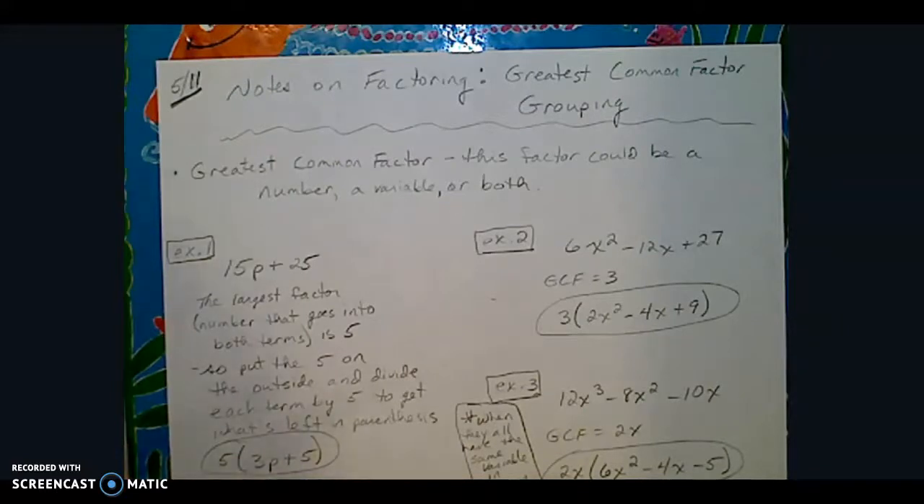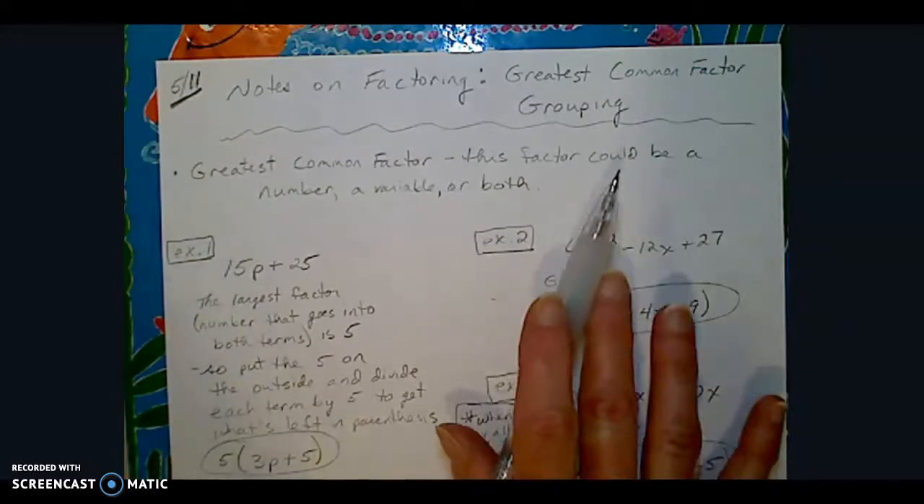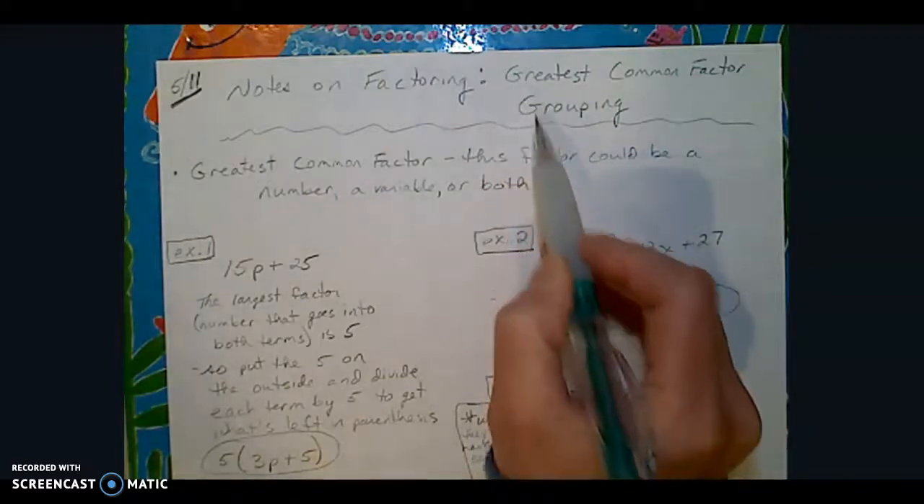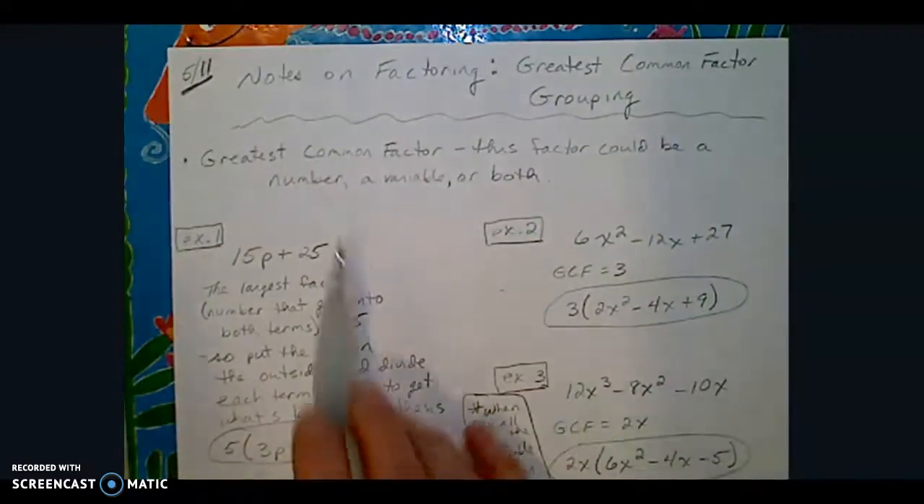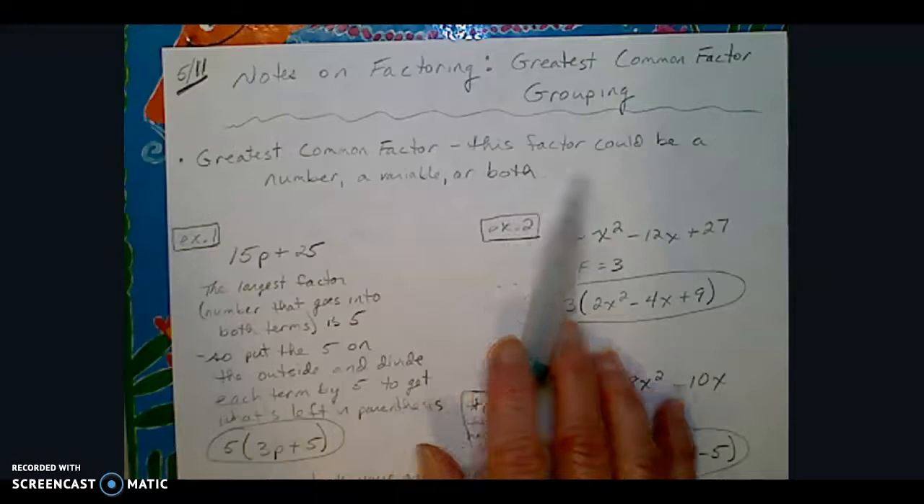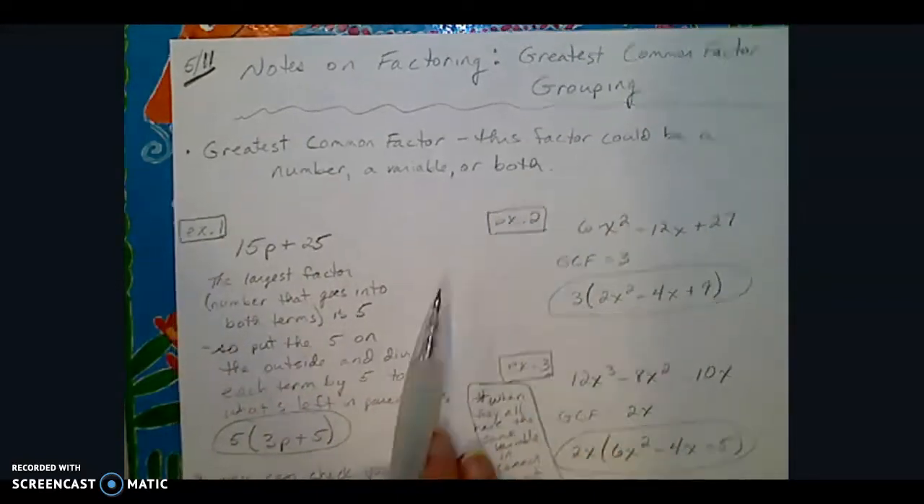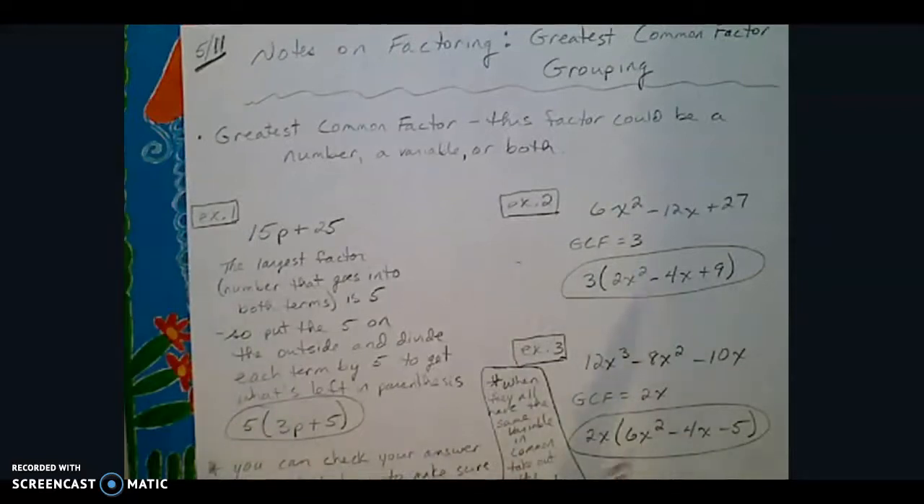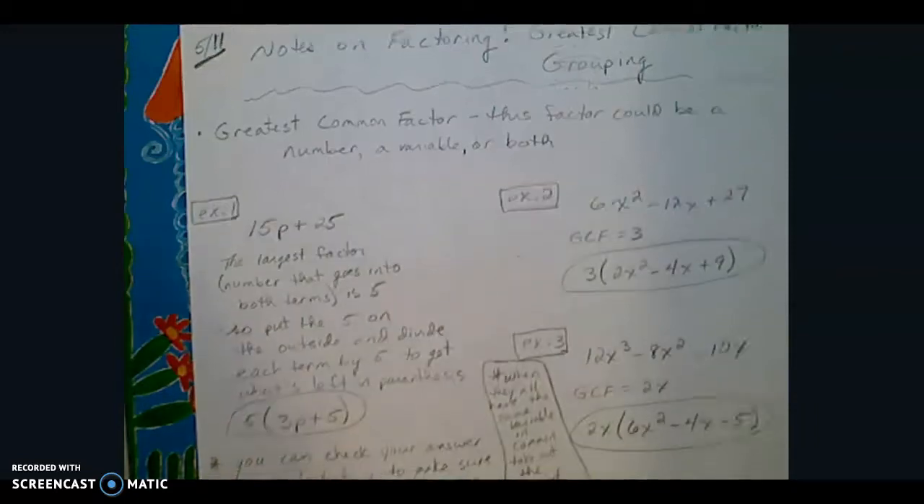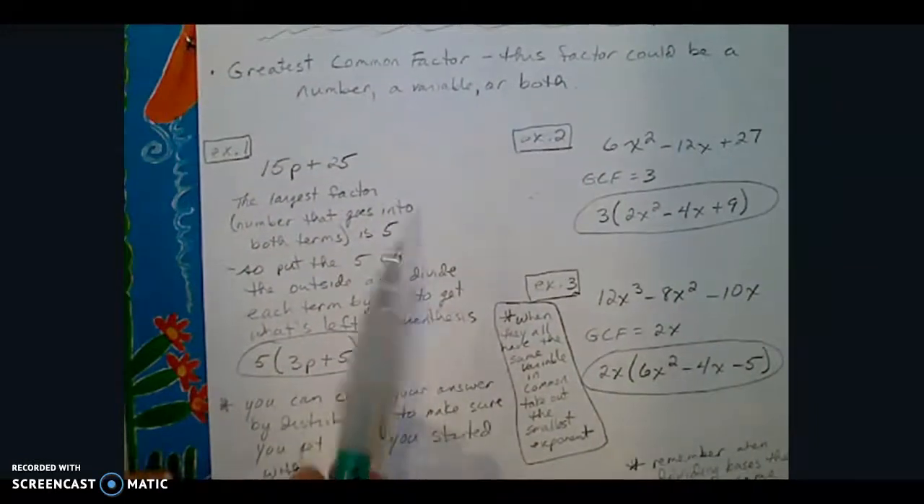Today, for the first worksheet, it's the greatest common factor and then what we call grouping. These are two different types of factoring. So greatest common factor, this factor could be a number, a variable, or both, right? A factor could just be a number that they have in common. A factor could be a variable factor that they have in common, or you could have both a number and a variable. So I give you a couple of examples here.